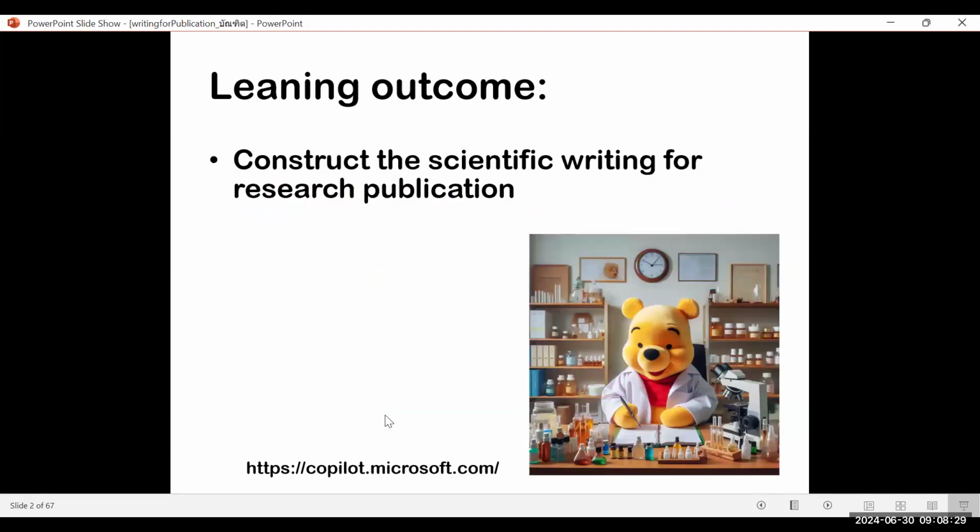Today, what we are going to learn is all about the objective. I would love it if, after you attend this sharing, you will be able to construct scientific writing for research publications, right?